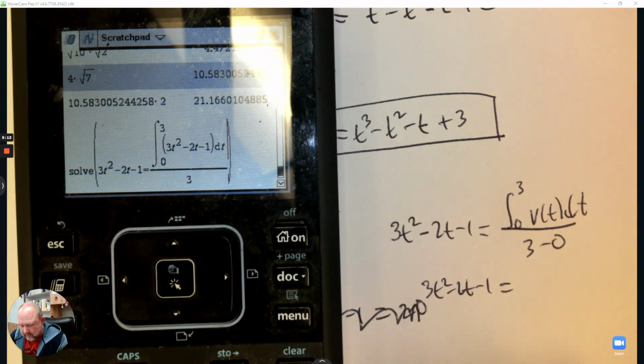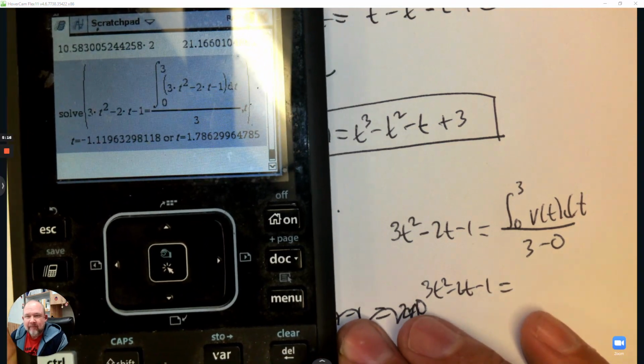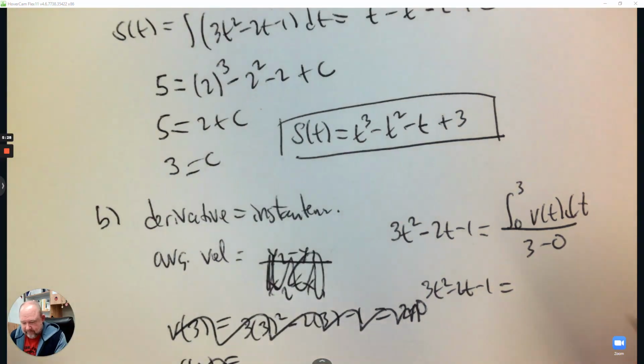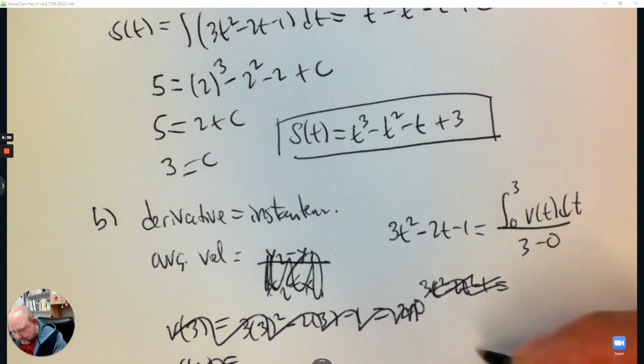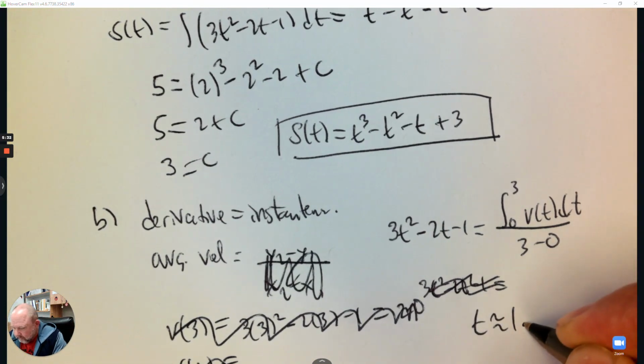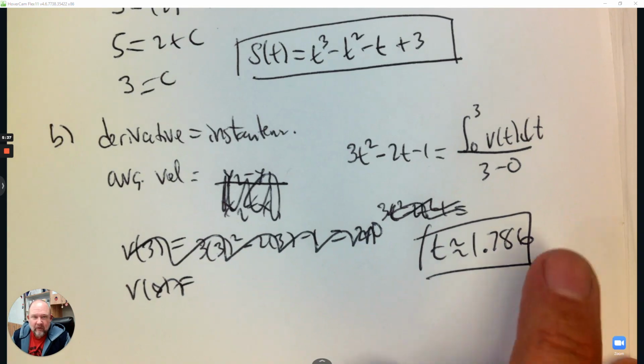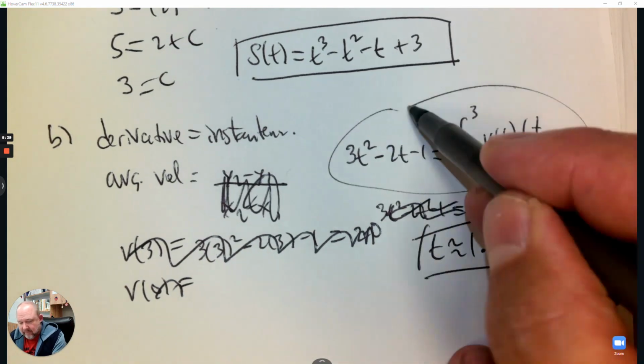Let's see. I get negative 1.1, but we said t is greater than or equal to 0, so it can't be that one. And I got 1.786, which is perfect. That is the answer. And I'm telling you, if you can use your calculator, we're going to set it up and then just use your calculator to answer it. Beautiful.